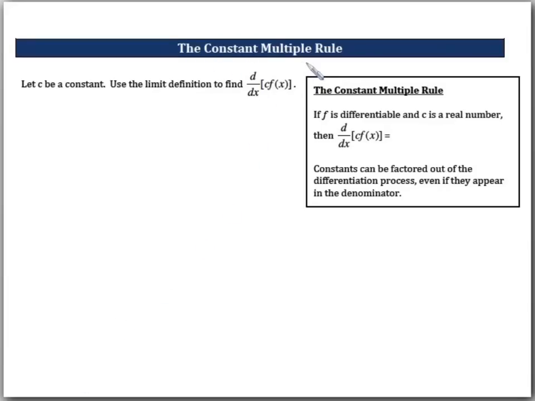Next, we want to talk about the constant multiple rule. And again, we're going to use the limit definition to help us find what happens when we take the derivative of a function that's being multiplied by a constant c out in front. All right, so we're going to take the limit as delta x goes to 0. And we're going to use our difference quotient here. And so now we're going to have c times f of x plus delta x minus c times f of x all over delta x.